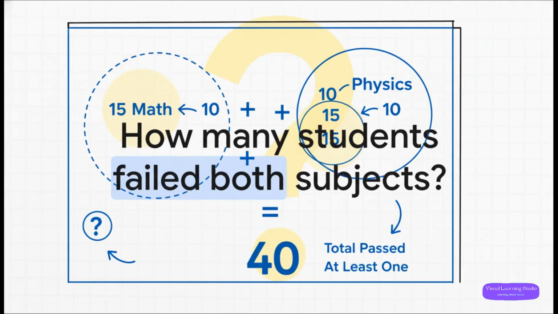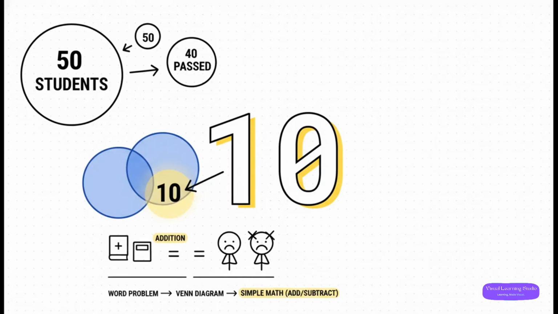See the difference? So now that we have our diagram filled out the right way, we can answer this question so easily. First, let's figure out how many students passed at least one of the subjects. We just add up all the numbers inside our circles. The 15 who passed only math, the 10 who passed only physics, and the 15 who passed both. That gives us a total of 40 students. And since we know there are 50 students in the whole class, we just subtract those 40 students from the total. So 50 minus 40 leaves us with 10. Boom! 10 students failed both. That Venn diagram turned a confusing word problem into simple addition and subtraction.